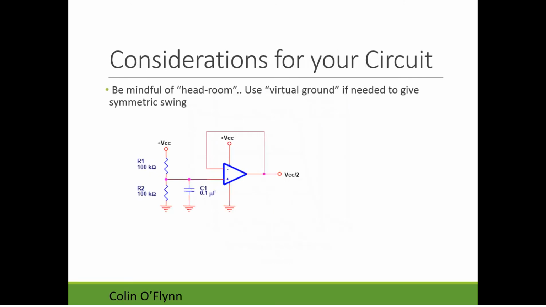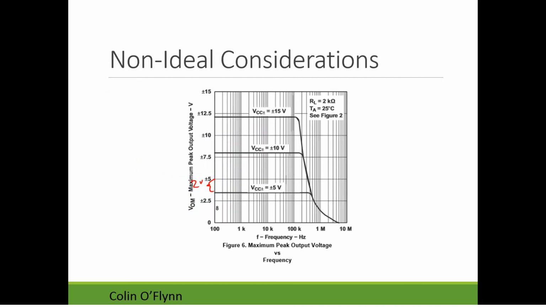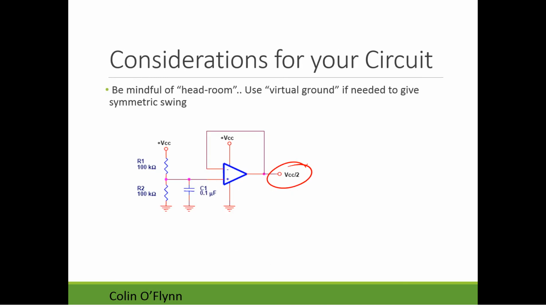The other thing is to do what's known as a virtual ground. In this case, I'm using one op amp to generate a voltage level that's halfway between my two rails. Since the headroom is a symmetric swing, I might want to design circuits such that their 0 volt is actually halfway between my VCC, so at 2.5 volts if it's a 5 volt system. Then I get the same swing plus and minus, but now it's relative to VCC over 2. This is what we call a virtual ground, and it is fairly common in op amp circuits.